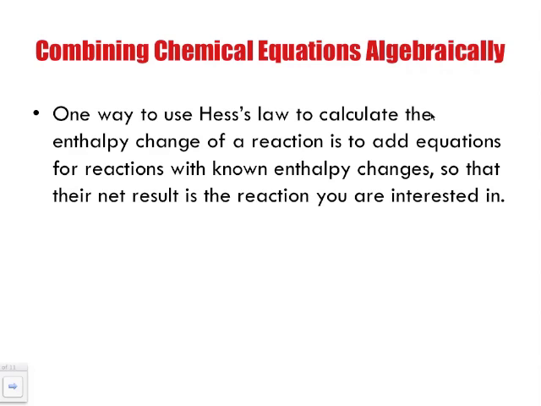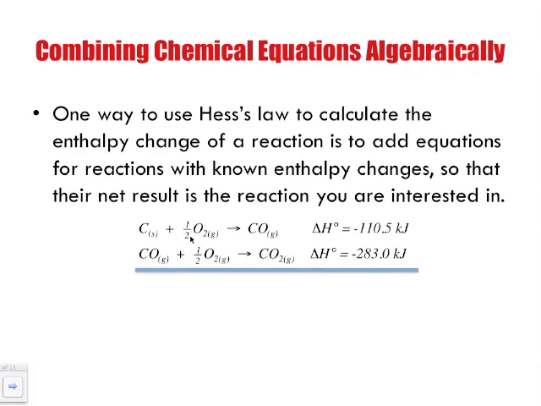Combining chemical equations algebraically. One way to use Hess's law to calculate the enthalpy change of a reaction is to add the equations for the reactions with known enthalpy changes so that their net result is the reaction you are interested in. So what you're going to look at is what are the two steps that will result in the final product. We've got these two reactants, and we're going to come up with this as our final product, so we write out a target equation as such. This is really what it's going to look like.